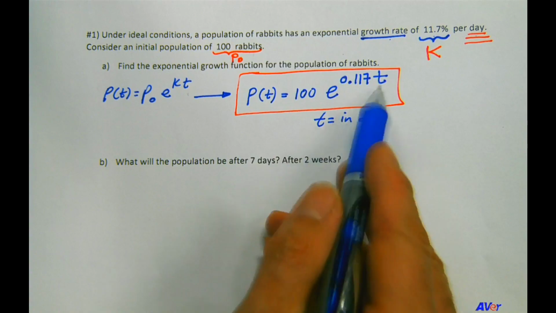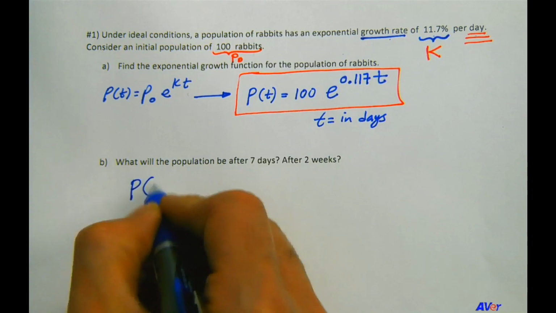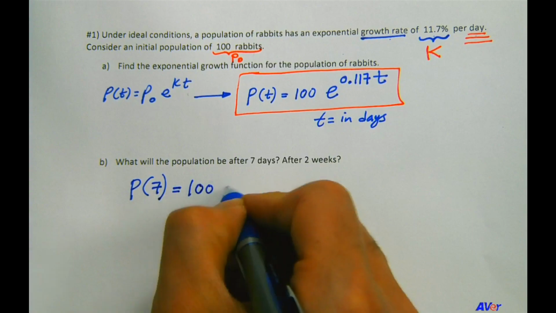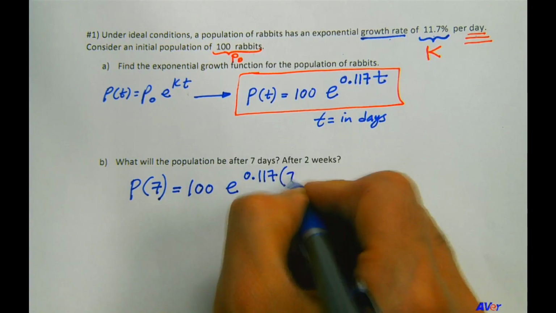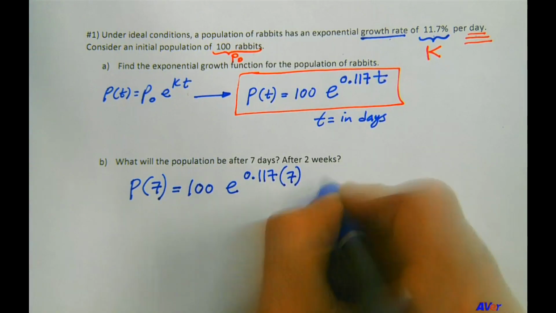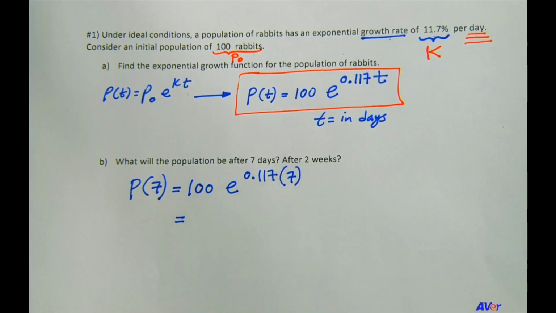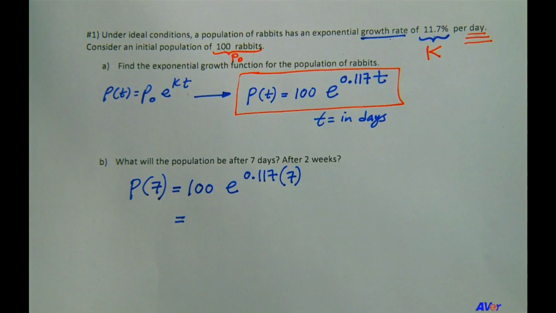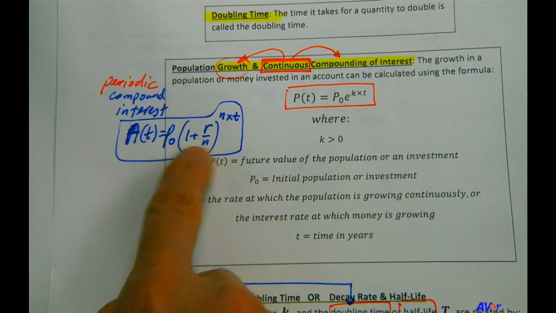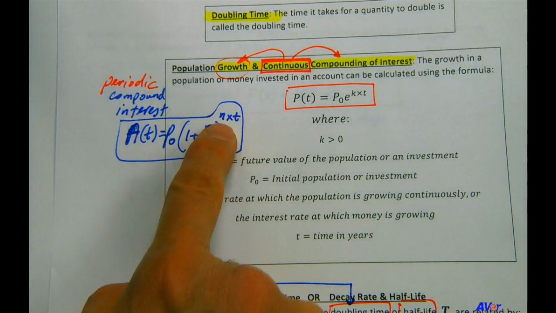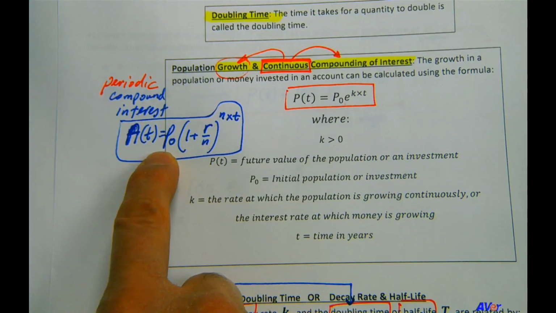So what will the population be after 7 days? All we have to do is substitute 7 for t. So the population after 7 days is equal to 100 times e to the 0.117 times 7, right? So how do we calculate this? Well, we have to observe order of operations. Remember when we calculated periodic compounding of interest, remember those examples? We had to follow the order of operations. I'm talking about this formula. When we did examples like this in the previous sections, we calculated the inside of the parentheses first, then raised it to that power, and then lastly, we multiplied it by P naught. That's because the order of operations is that way.